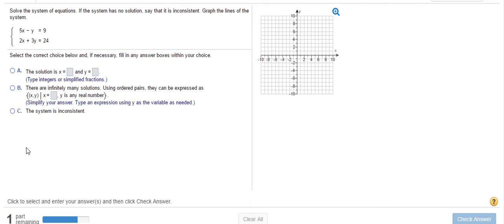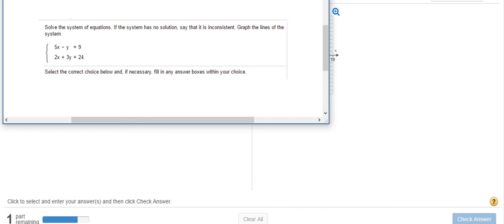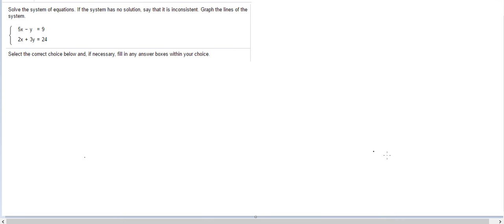Alright, so in this question, the first thing we need to do is find the solution, and we can do that without graphing. The graphing just tends to reinforce that. So let's go over here and work it out, and then I'll show you how this works.